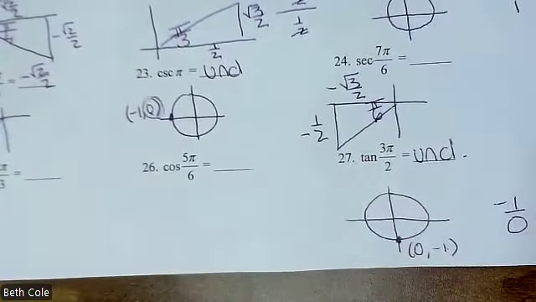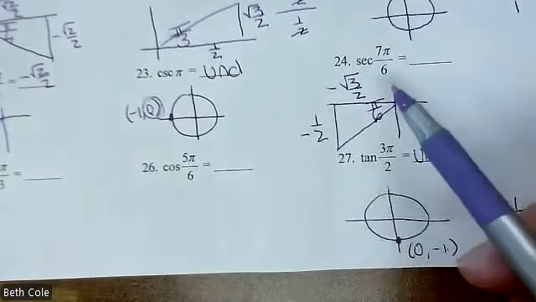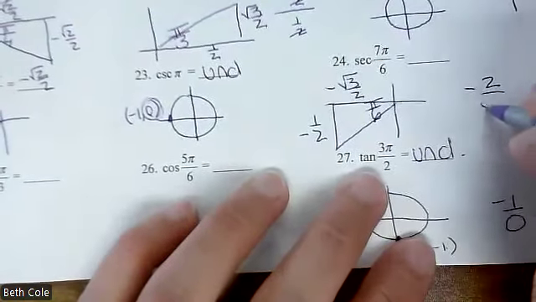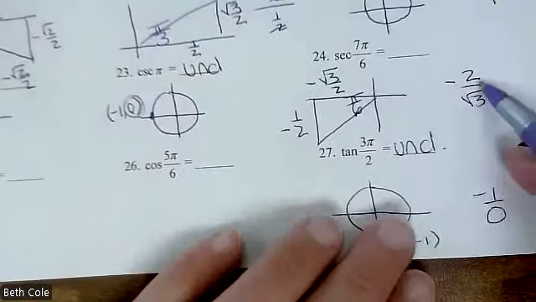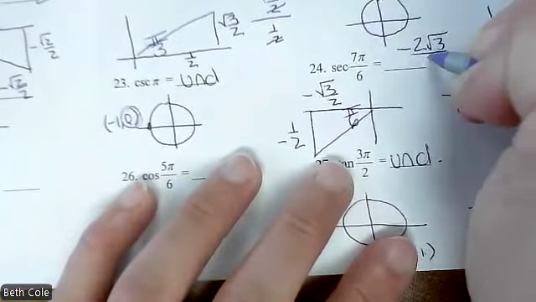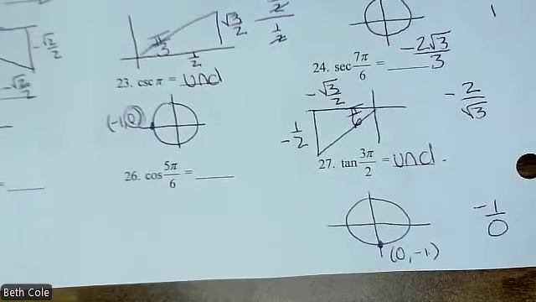Secant, again, I put it behind me. That'll be gone next time, though. You're going to flip the x value, which is this one. So it'll look like that. And so it is -2 square root of 3 over 3. Okay, 2 more. You guys have got this.